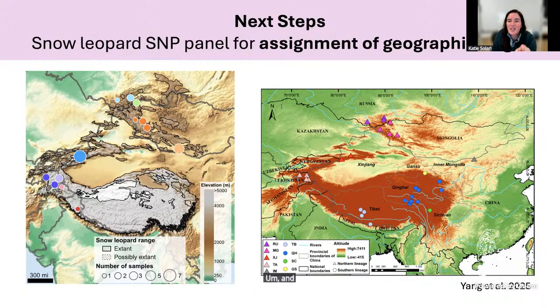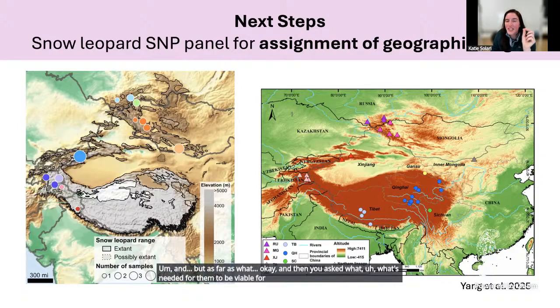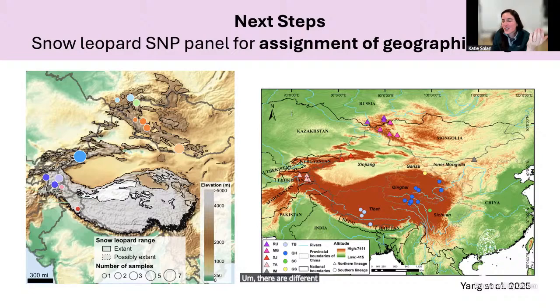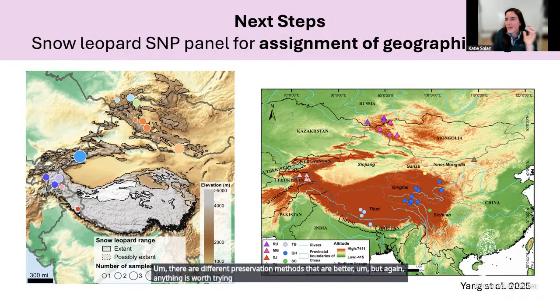And then you asked what's needed for them to be viable for analysis. Any blood or tissue sample that's been kept reasonably well. There are different preservation methods that are better, but again, anything is worth trying, and I'm happy to look at it on a case by case basis. But anything is worth trying.